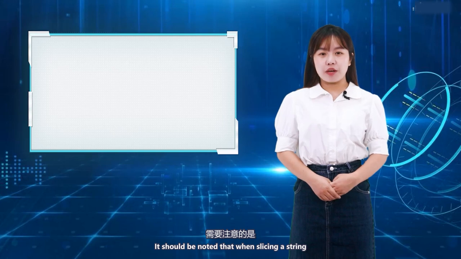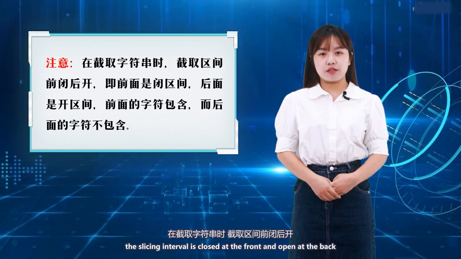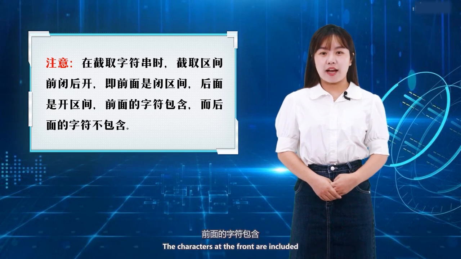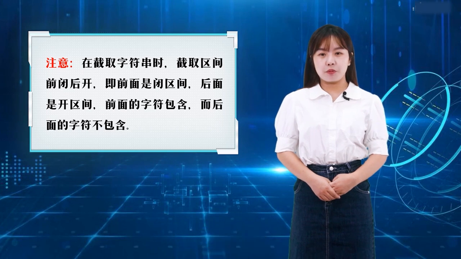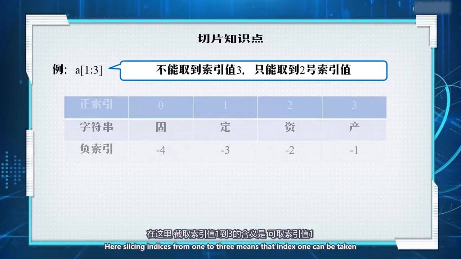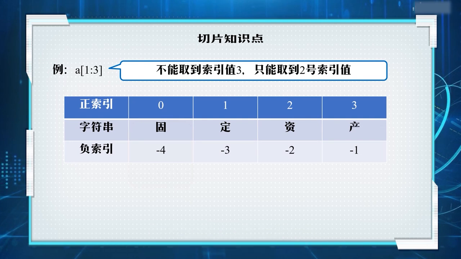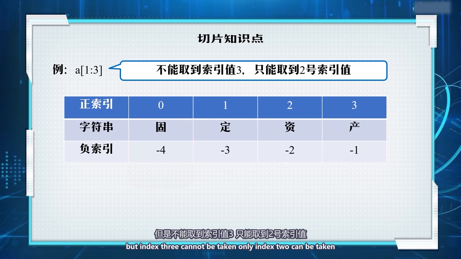It should be noted that when slicing a string, the slicing interval is closed at the front and open at the back, meaning that the front part is a closed interval and the back part is an open interval. The characters at the front are included, while those at the back are not. Here, slicing indices from 1 to 3 means that index 1 can be taken, but index 3 cannot be taken. Only index 2 can be taken.